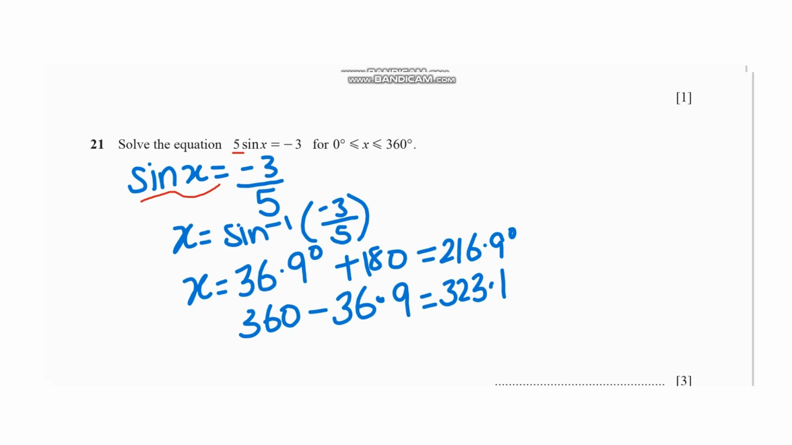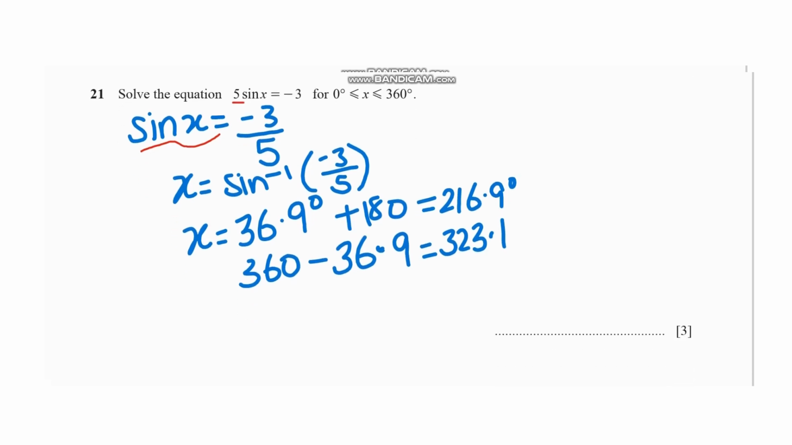As x should be between 0 and 360, that is 180, first we will add 36.9 to 180, and in the second equation we will subtract 36.9 from 360. So the first value of x will be 216.9 degrees and the second value of x will be 323.1 degrees.